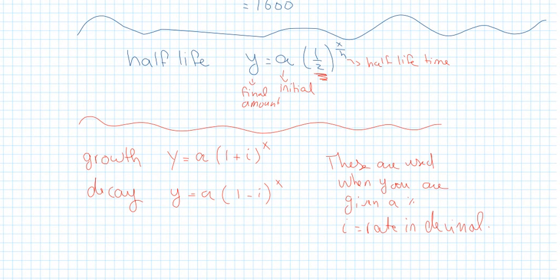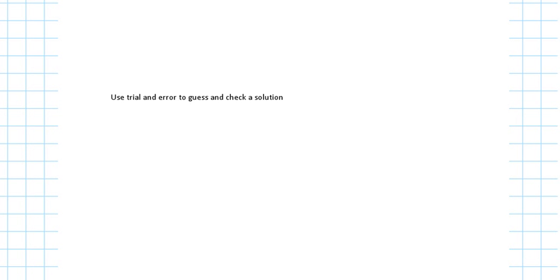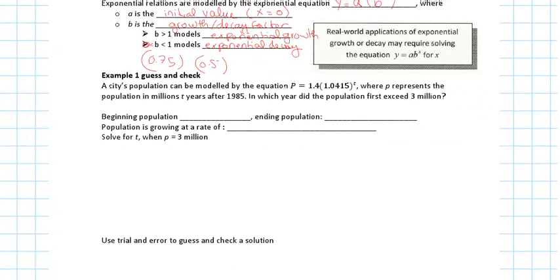Okay? Let's look at this example. So a city's population can be modeled by the equation P equals 1.4 times 1.0415 to the power of t, where P represents the population in millions, t years after 1985. So what's my initial year? 1985. What was my initial population in 1985? What's my initial population? 1.4 million. How do I know that my initial population is 1.4? That's the initial value. That's the a value, right?